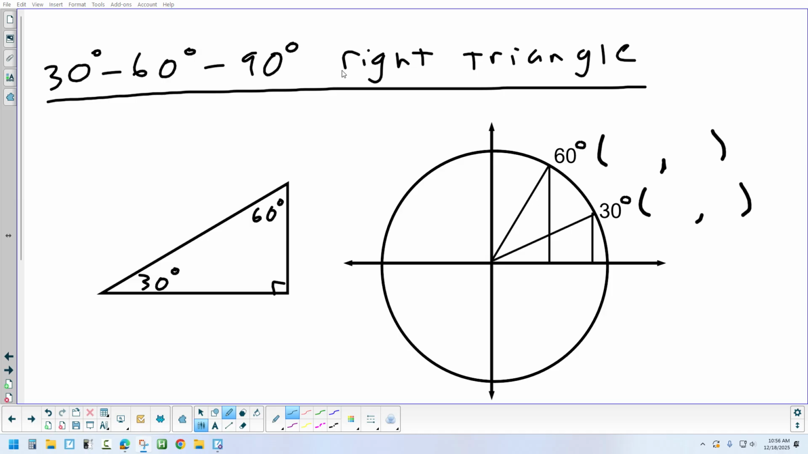So we did 45. And what was the coordinate for a 45-degree angle? Yep. Square root of 2 over 2, square root of 2 over 2.